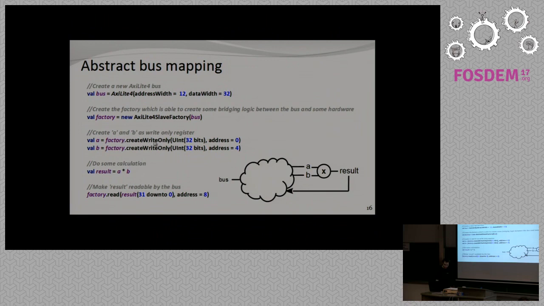And then you can do some calculation here with the result. And then you can say, I want my factory to make the result readable at address 8. This specification is completely abstract from the fact that it is an AxiLite one. You can replace it here by an APB one, and it will work directly.